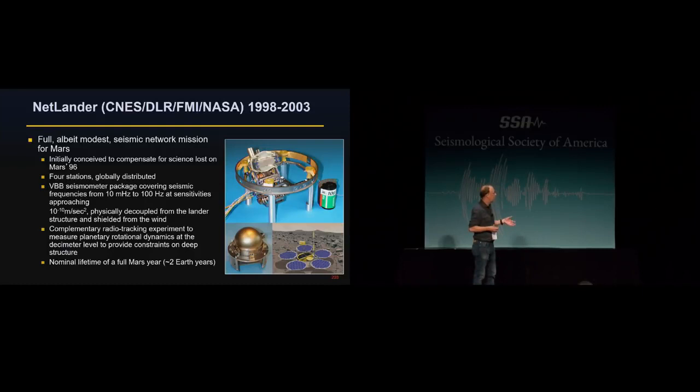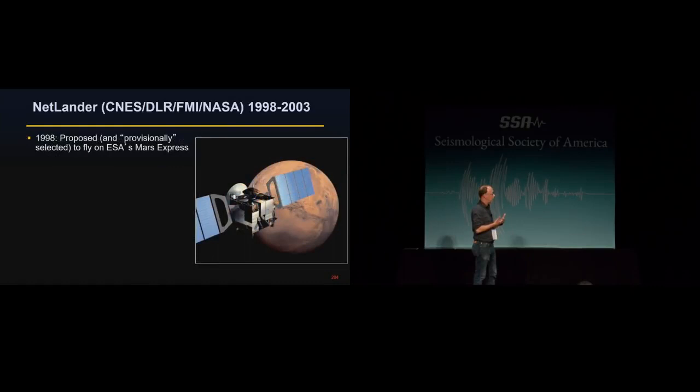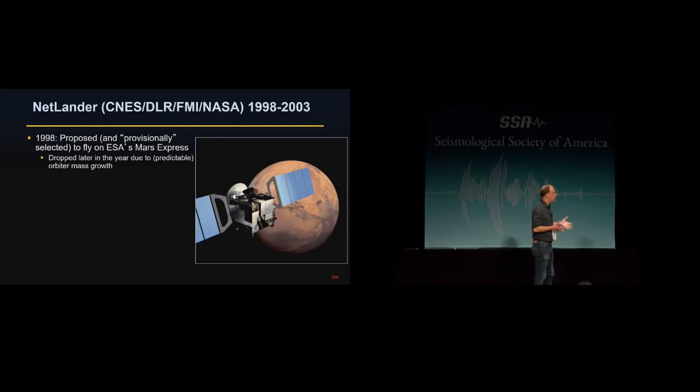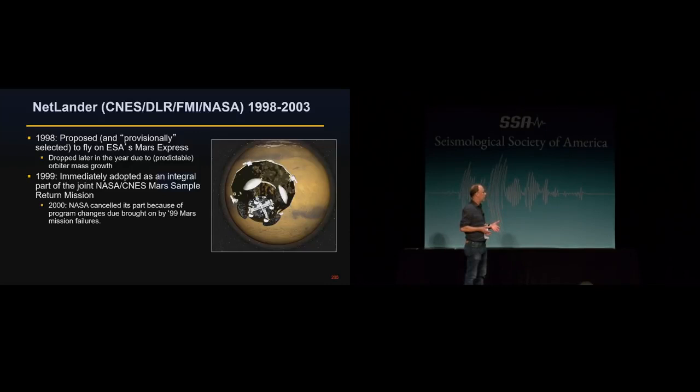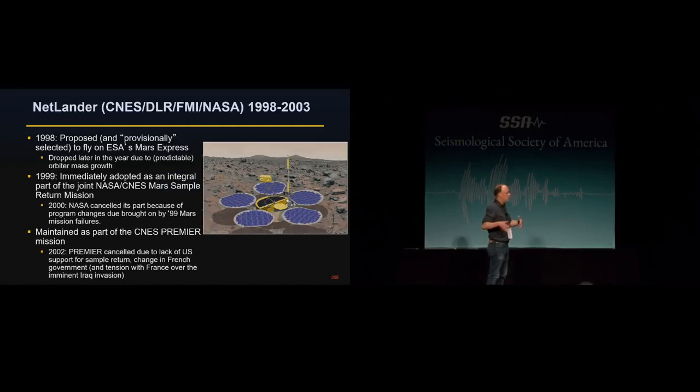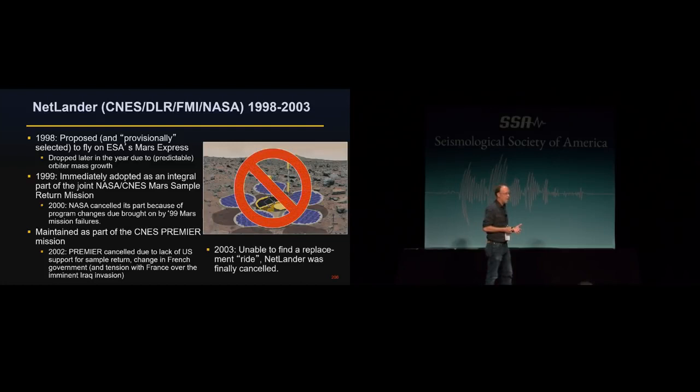A little bit later, there was something called Netlander. Netlander was a network of four stations proposed as a joint effort between NASA and CNES. It started out as something that was going to fly on an ESA mission called Mars Express, but predictably, the orbiter mass growth made it too massive, and they got kicked off. It was almost immediately picked up by a French-U.S. mission to do a sample return around 2000. But after a few years, NASA canceled its part because of a bunch of failures in the Mars program. They went in a different direction. France tried to maintain this for a while with their own program, which was also extremely expensive. It got canceled, and eventually, without a ride, the Netlander mission just kind of withered away.